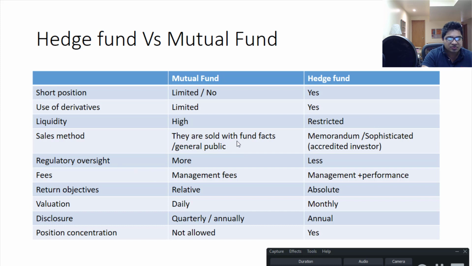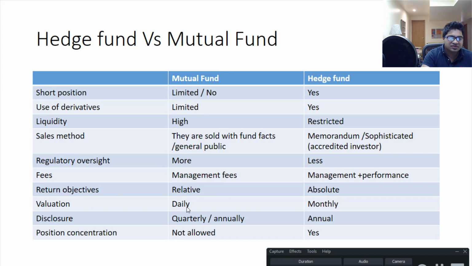Sales method: mutual funds are sold with fund facts to the general public. Hedge funds are sold with memorandums to sophisticated investors. So this is a big difference. They use a fund facts document or a memorandum, they are sold to the general public or to sophisticated investors. Regulatory oversight is more in mutual funds, it is less in hedge funds. Fees: you have management fees in mutual funds, you have management as well as performance fees in hedge funds. Return objectives are relative in the case of mutual funds, they are absolute in the case of hedge funds.